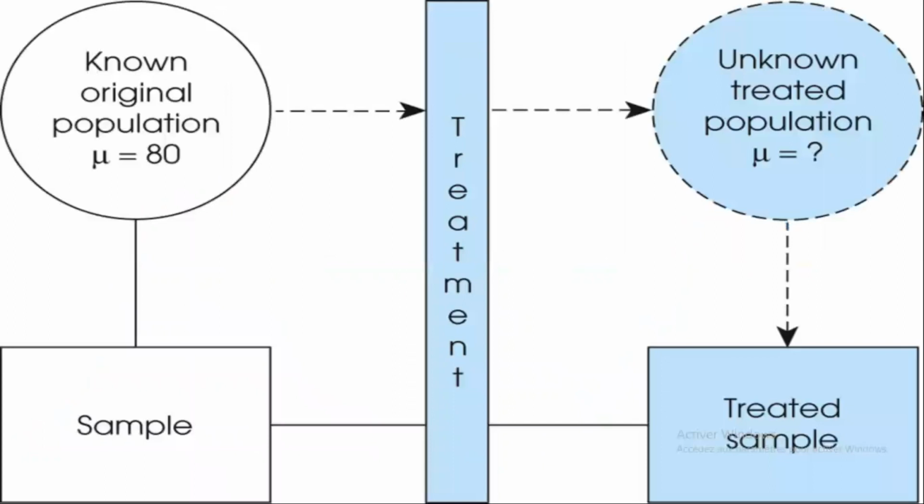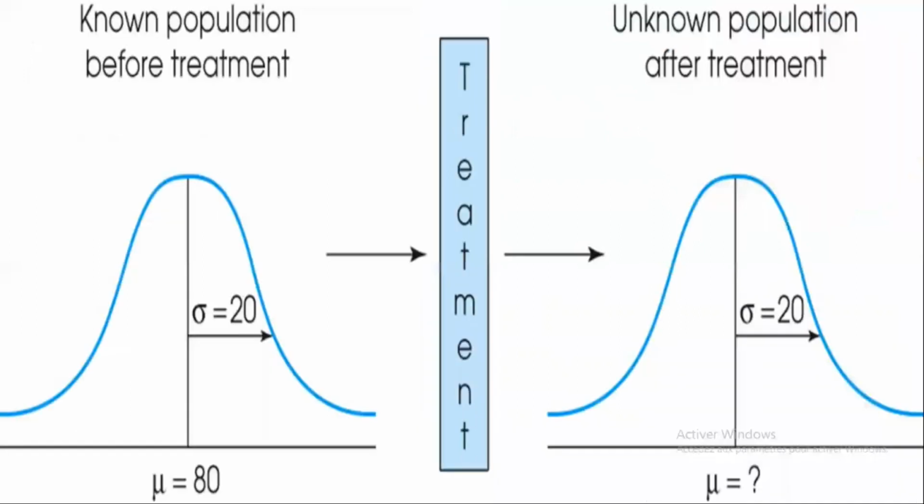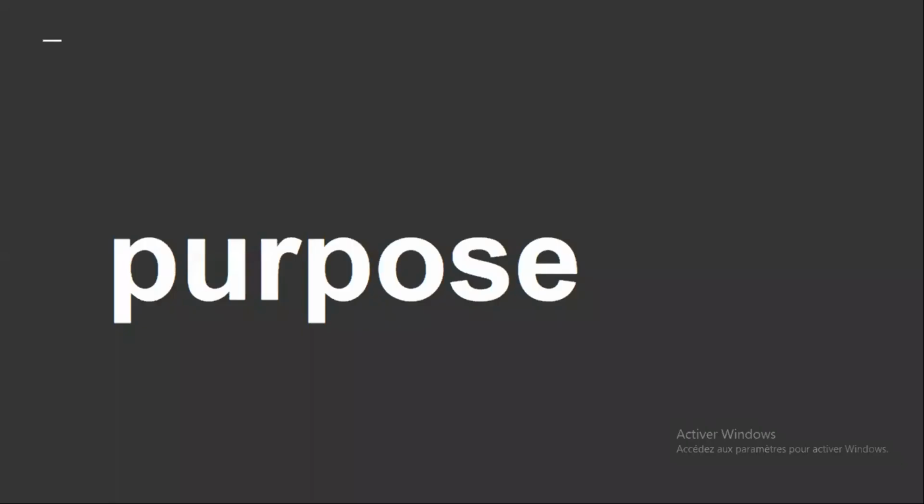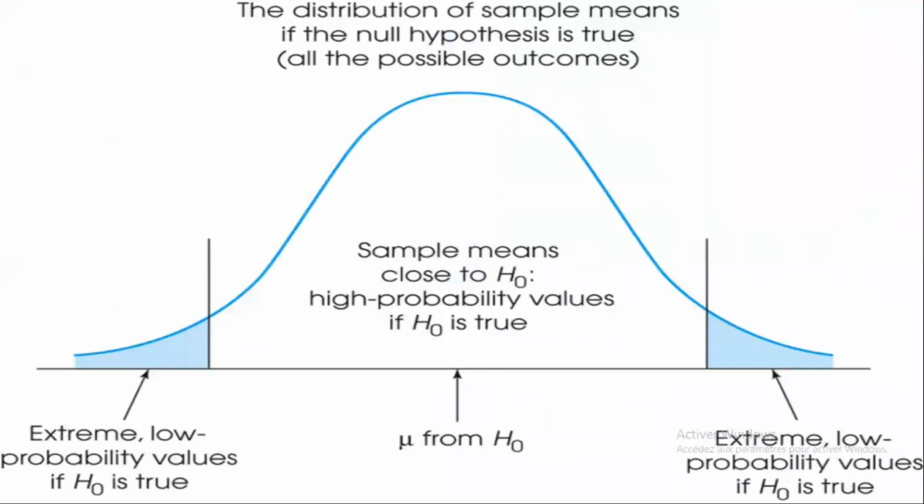If the individuals in the sample are noticeably different from the individuals in the original population, we have evidence that the treatment has an effect. However, it is also possible that the difference between the sample and the population is simply sampling error. The purpose of the hypothesis test is to decide between two explanations.